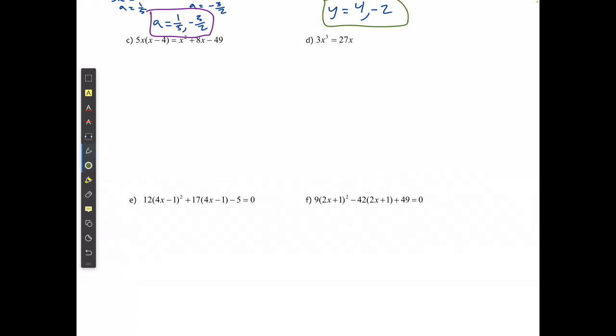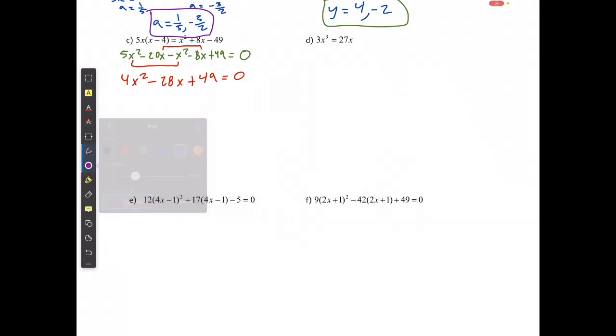So I'm going to say that I have 5x squared minus 20x when I multiply this out, and then when I'm moving everything on the right-hand side to the left, I'm going to say it's going to be minus x squared minus 8x and plus 49 are equal to 0. I'm going to combine my like terms. So I got to combine the x squared with the x squared. I got to combine the x with the x. And I'm going to get 4x squared minus 28x plus 49 is equal to 0.